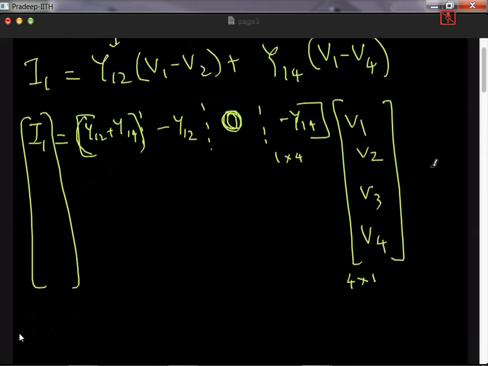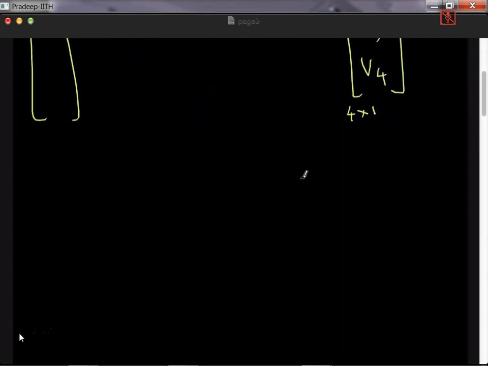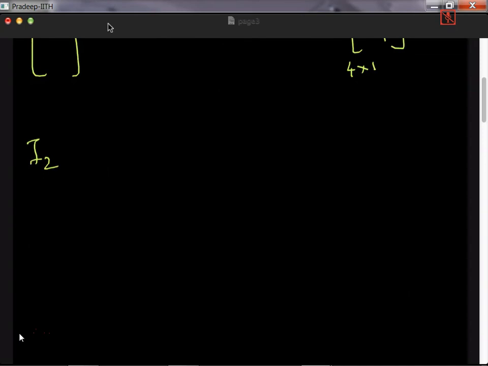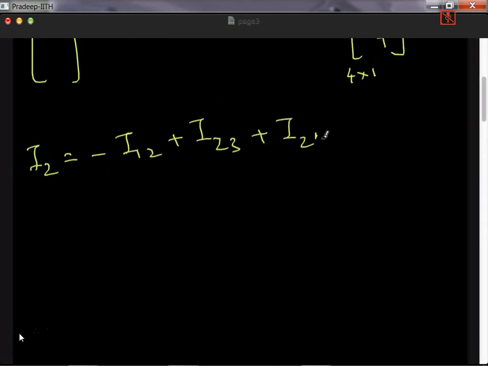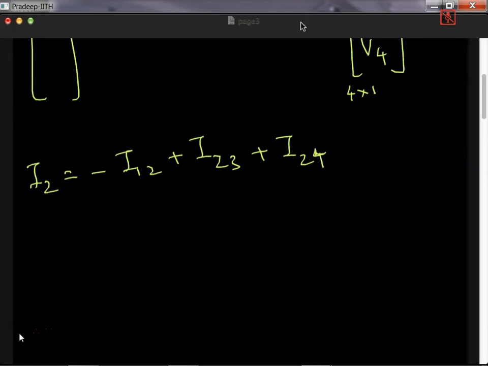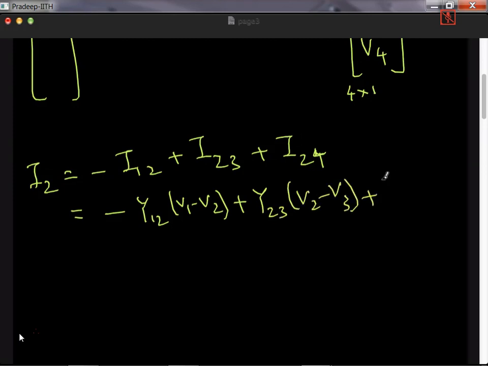So let's do it for I2. Okay, so what is I2? Again, if I copy from the previous, I2 is minus I12 plus I23 plus I24. So how can I write this? This is Y12 (V1 minus V2) plus, what is I23? Y23 (V2 minus V3). And what is I24? Y24 (V2 minus V4). Just by looking at it, I can substitute it.